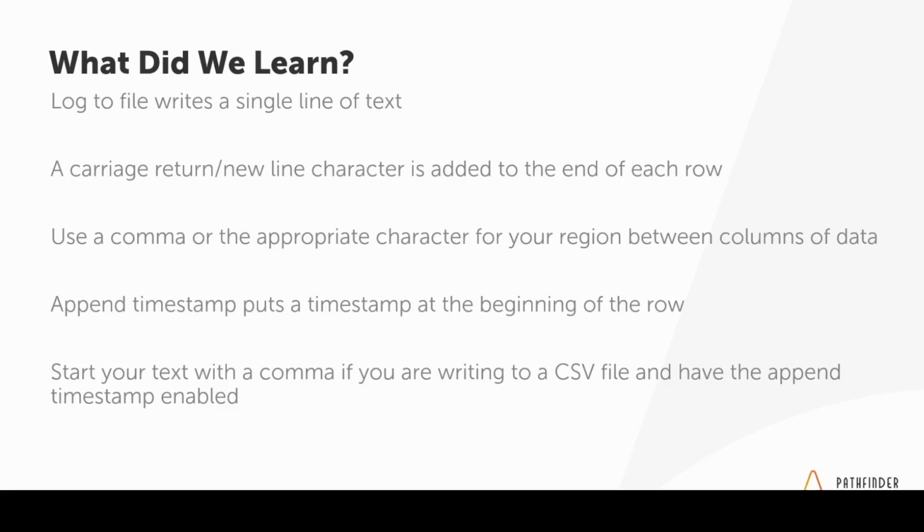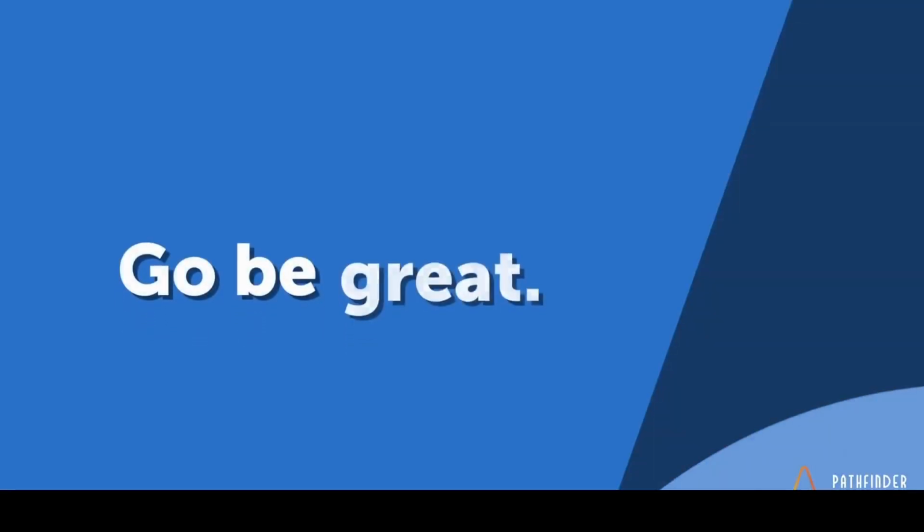So what did we learn here? The log text to file action writes a single line of text to a file. An enter is added to the end of each line written. If we want to write to CSV files, we must include a comma between each column of data. In other countries that use different delimiter characters, use the one appropriate for your region. The append timestamp puts a timestamp, enclosed in parenthesis, at the beginning of a line. If you're writing to a CSV file, start your text with a comma to put the timestamp into its own column.